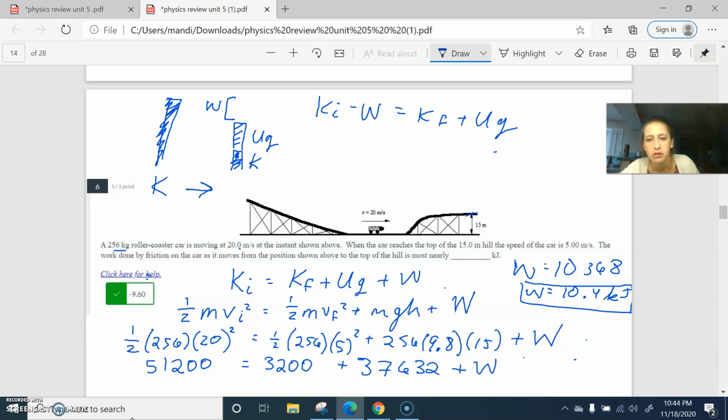mv, and we square it. 51200, I like that. And then mv, and we square it. 3200, I like 3200. mgh, mgh. Plus 3200. 51200 minus that.